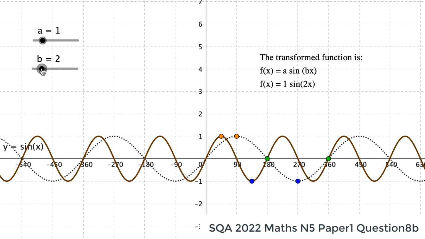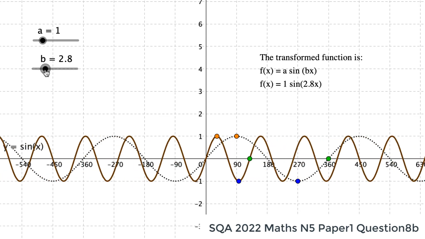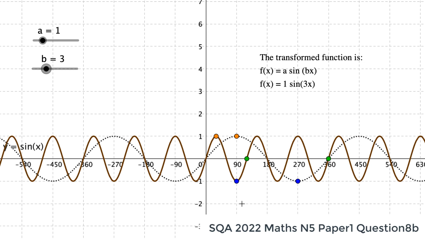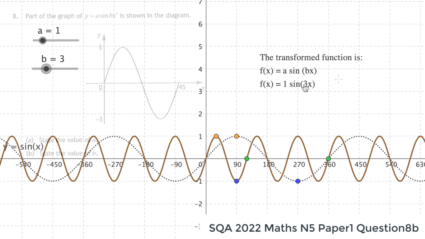Let's increase it again up to 3 this time. And count the cycles. There's 1, there's 2, there's 3. So where we used to have 1 cycle, we've now got 3 cycles. And the value of B is 3. So it looks like B tells you the number of cycles between 0 and 360. Let's go back to the question.